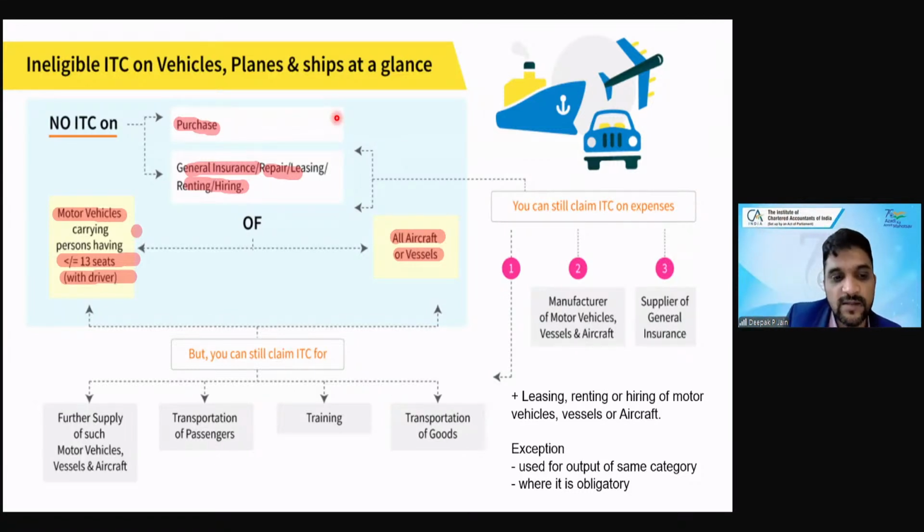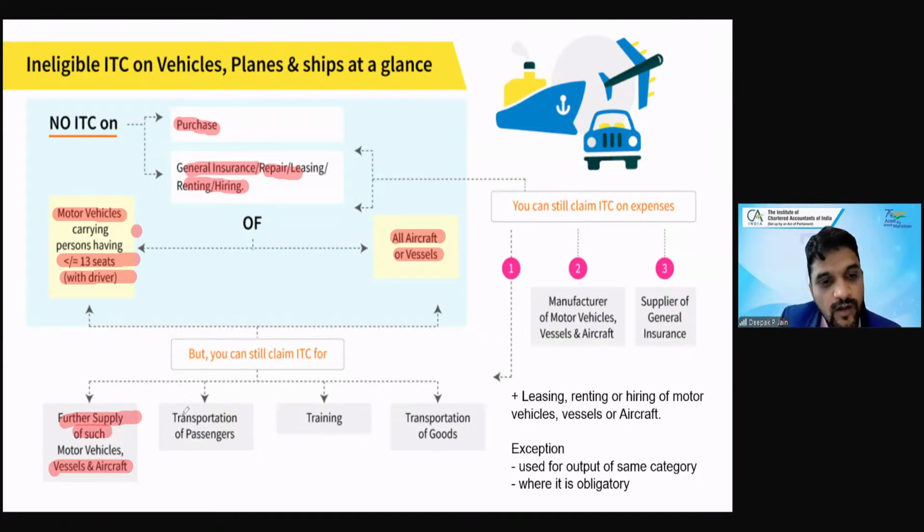Okay, but there are exceptions when there is further supply of such motor vehicles or cars, that is, a car dealer has bought it. Now this car dealer is buying it for what? For further supply. So he will get it because he's not actually using it. He's into trading of this car. The car showroom person, when he buys the car and sells it, similarly a vessel or aircraft person who buys it and sells it, is doing the further supply of such car, such motor vehicle, such vessel, such aircraft. He will get it.